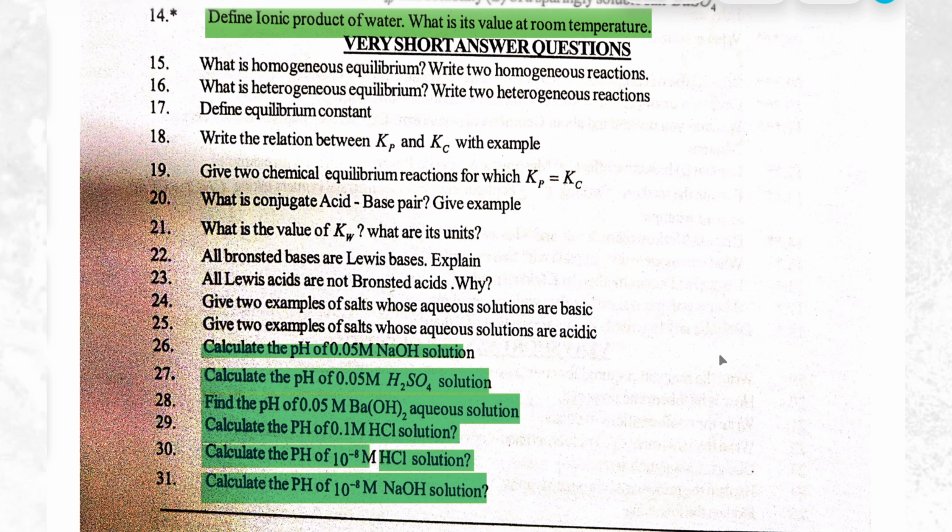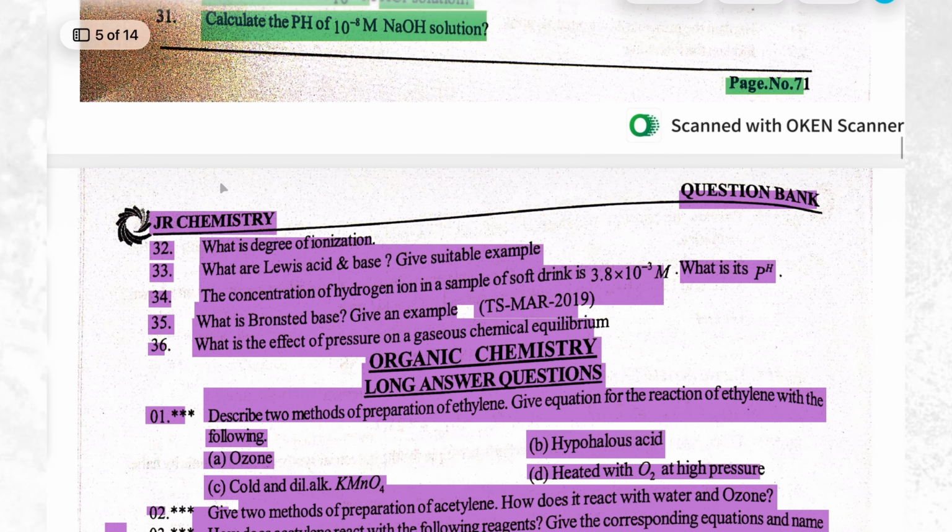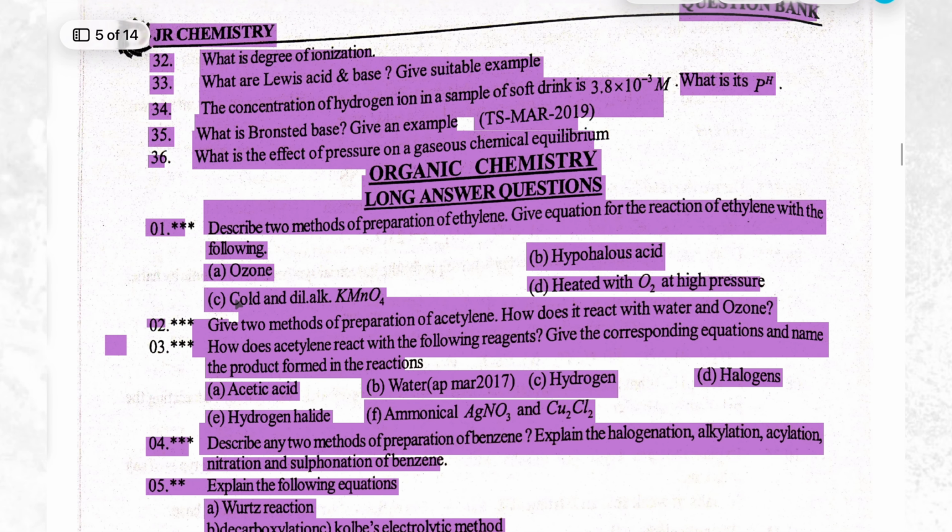Compulsory question. One problem from the pH. So you have to practice these questions. Compulsorily, you have to practice these questions. The pH of anything from these, 26 to 31, any question will come. Compulsory. Don't forget. Clear? Next, we'll go for one more. pH also there. So degree. What is the degree of ionization?